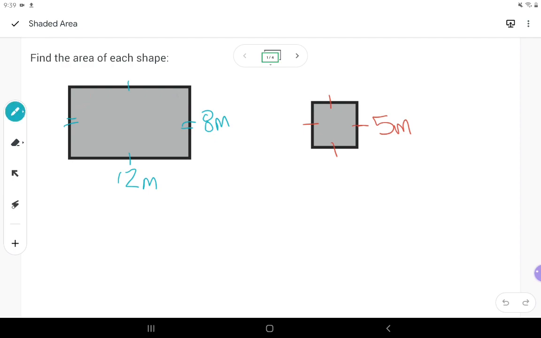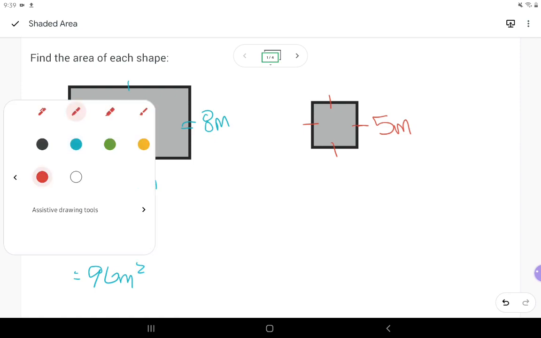So what we are going with is area of a rectangle, and that is our length times width. That would be our formula, so we're going to go 12 times 8, and 12 times 8 gives us 96, and the units we have is meters, so we end up with meters squared.